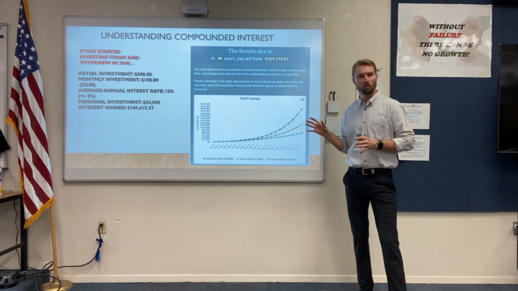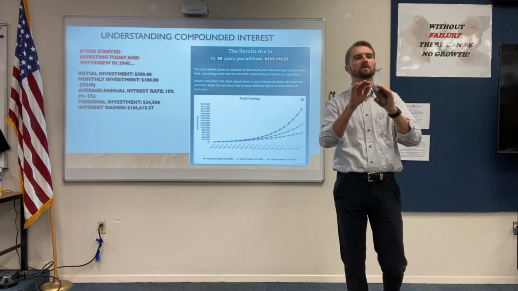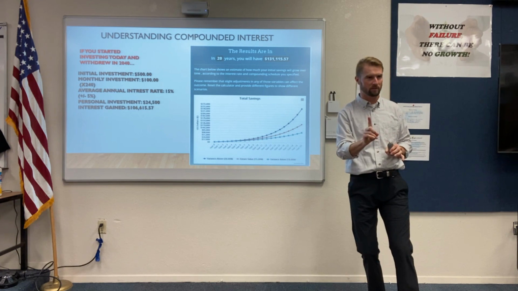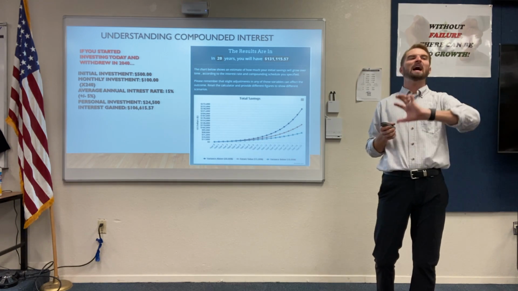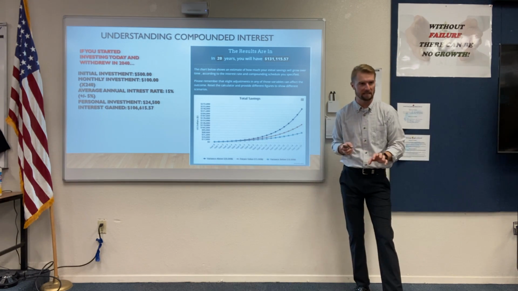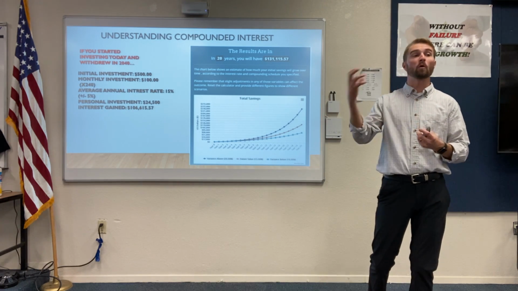People like Warren Buffett, this is how he made the vast majority of his money, by putting it in a place that was safe, and it very gradually turned into more money because of compounded interest, right? He made the vast majority of his money after the age of 60. In fact, I think it was after the age of 66, right? And here's why. Compounded interest works like a mortgage in reverse.